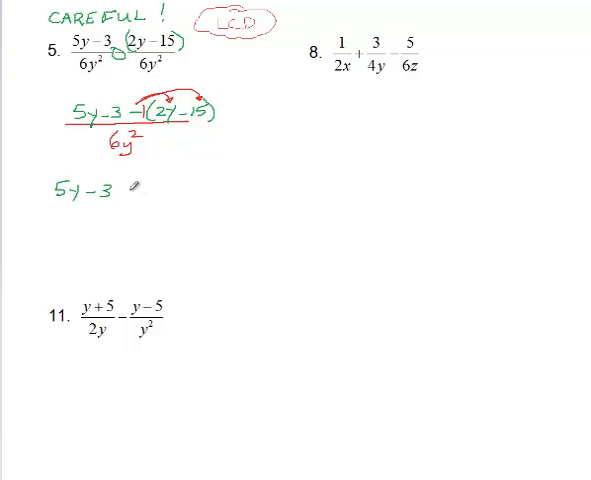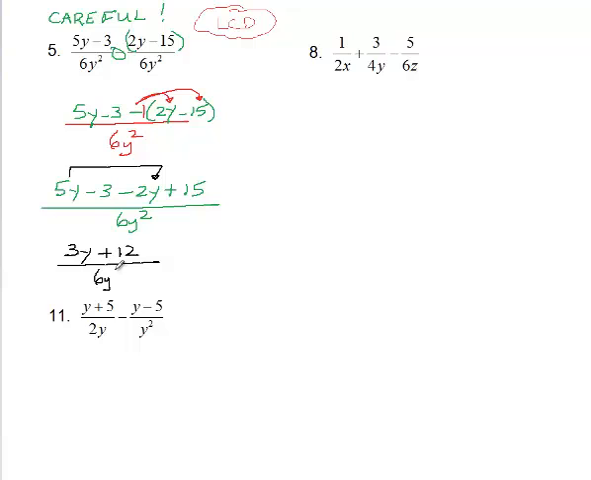So watch what happens. You get -2y, and then you get a +15, because -1 times -15 is +15. And of course, you just continue with the common denominator on bottom. Just leave it there. Now of course, like any algebraic expression, we add like terms where we can, and in this particular case we can. We have 5y and -2y, which are like terms. Combining those, 5y minus 2y, I get 3y. Now combining my numbers, -3 and +15, I get +12 all over 6y squared.